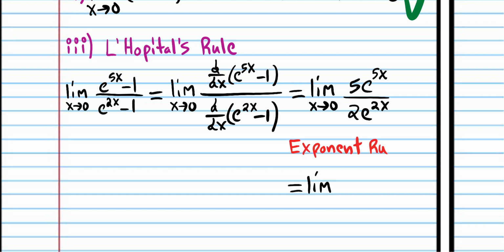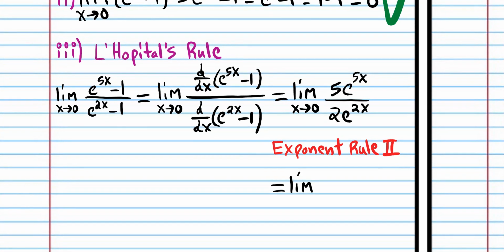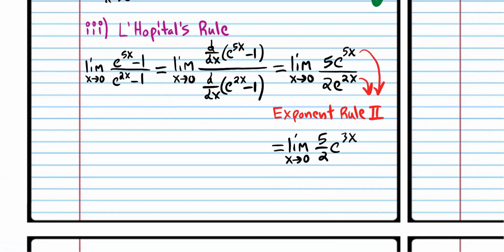Exponent rule number 2. I forget if we use Roman numerals or numbers. I think we used Roman numerals in my intermediate algebra course. And we can subtract the exponents because the bases are the same, they're both e. 5x minus 2x is 3x. So that's not a trick, it's just a basic math principle. So now we can use exponent or limit law number 8 and just plug in 0. And 3 times 0 is 0, e to the 0 power is 1, and we have 5 halves.